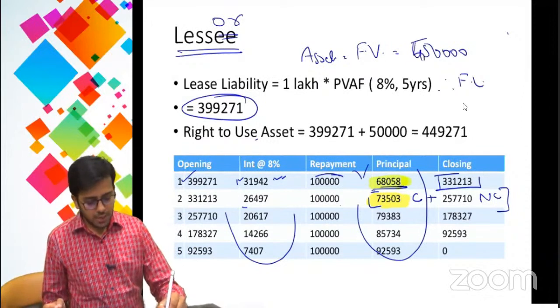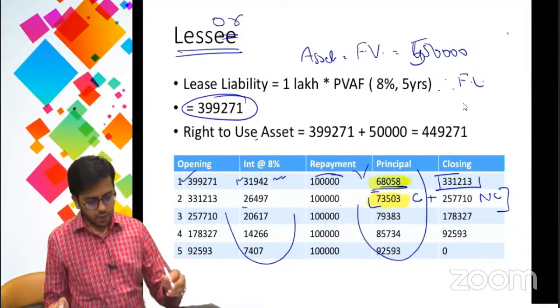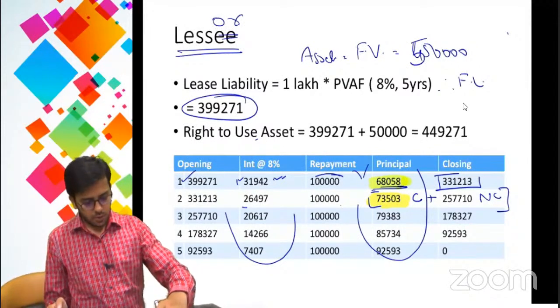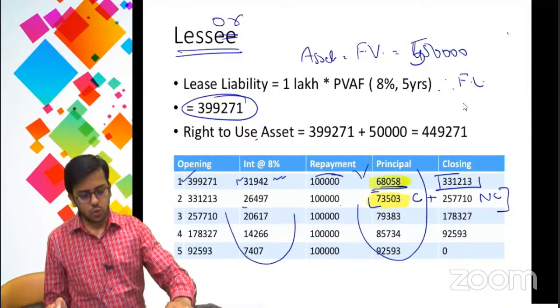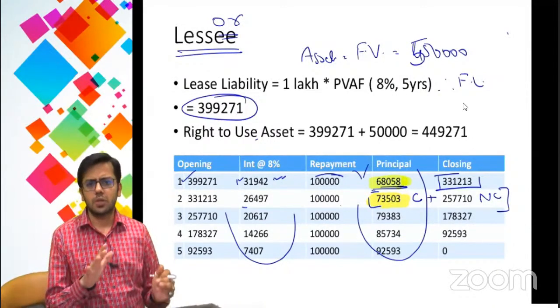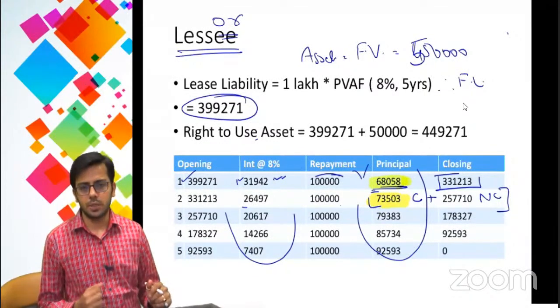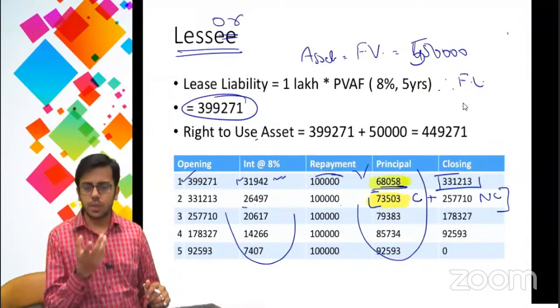But suppose the asset has a fair value of 5,50,000 rupees. So if I compare, 3,99,271 divided by 5,50,000 makes it 72%, which is very less. It is not considered to be finance lease. Then it will be considered to be operating lease. This is one of the methods how you can determine.